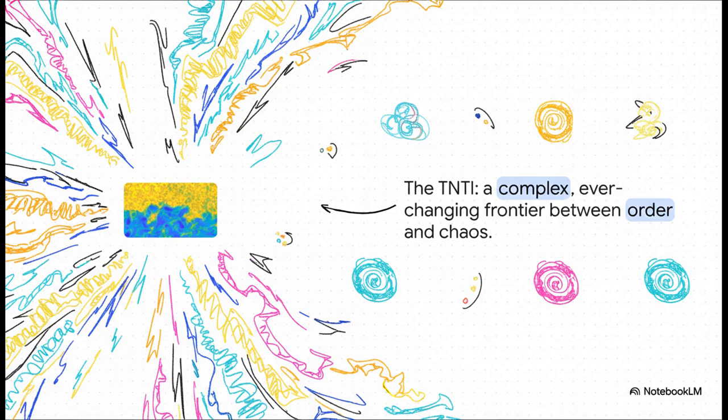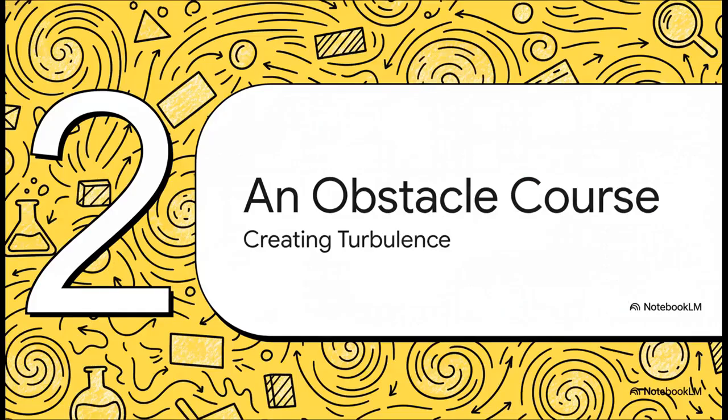So the big question is, how on earth do you study something so chaotic in a controlled way? Well, turns out, you build an obstacle course. Scientists needed a way to create this whole process and then watch it unfold in super slow motion, basically creating a perfect little laboratory for chaos.